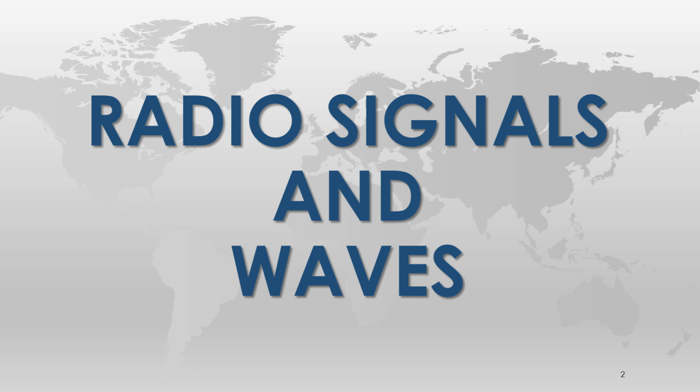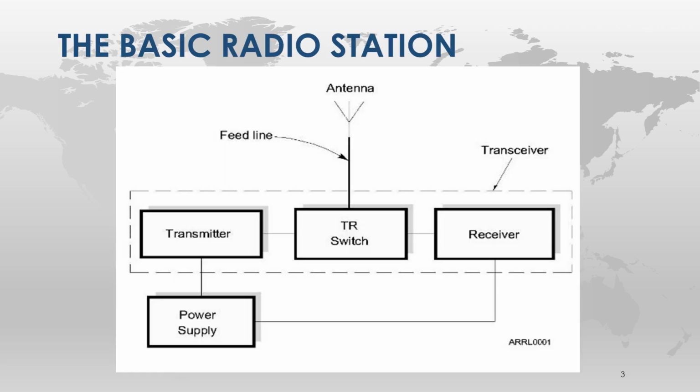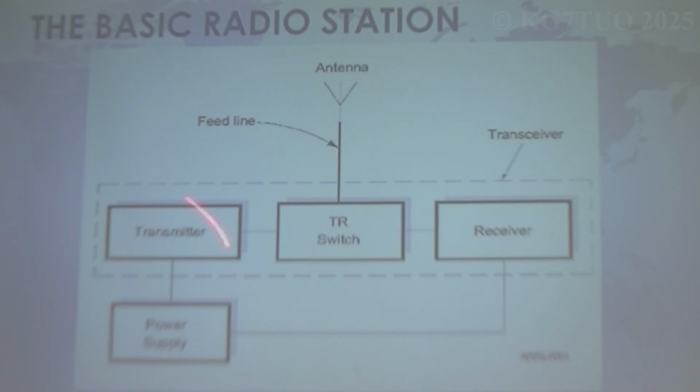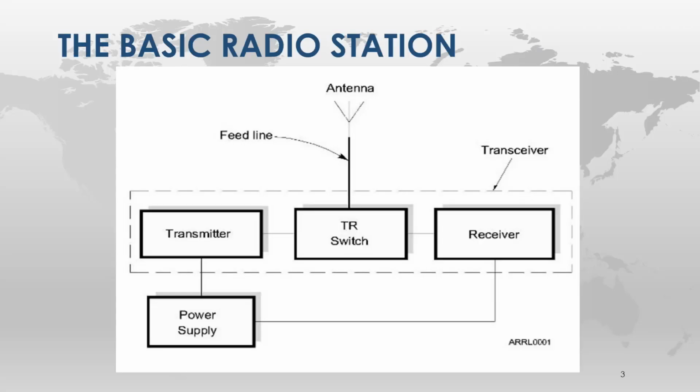Okay, radio signals and waves. So your basic radio station, you've got a transmitter, you have a receiver, and you have a switch in the middle. And then you have a power supply running it. And what's that thing up there? Oh, it says it's an antenna, and you got the feed line.